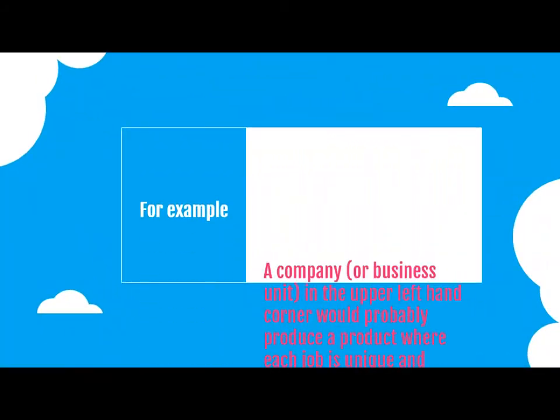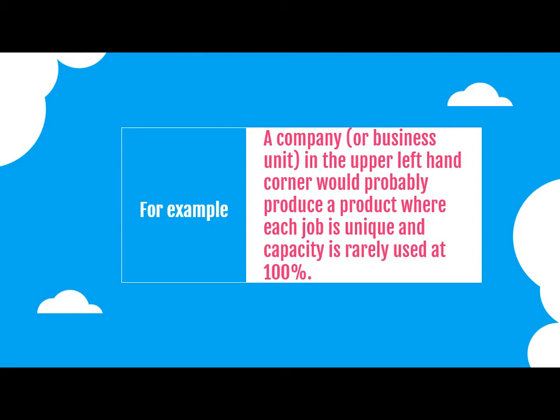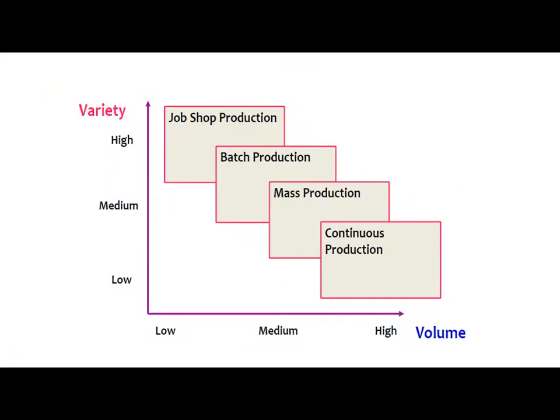Moving on, for example, a company or maybe a business unit in the upper left-hand corner would probably produce a product where each job is unique and capacity is rarely used at 100%. Look at another figure where on the x-axis there are volume and on the y-axis we can see variety. Volume can be categorized as low volume, medium volume, and high volume, whereas variety can be classified as low variety, medium variety, and high variety.